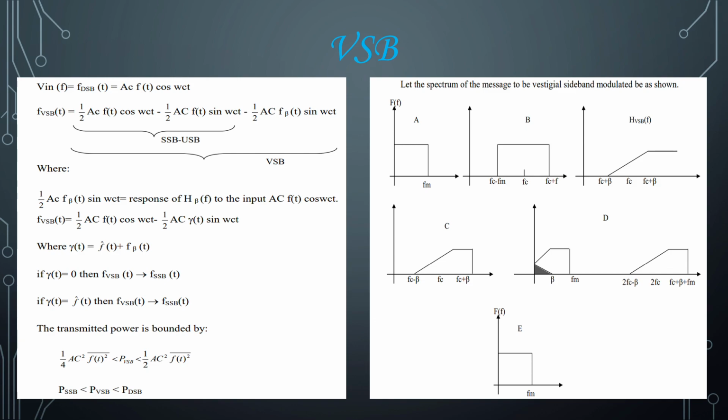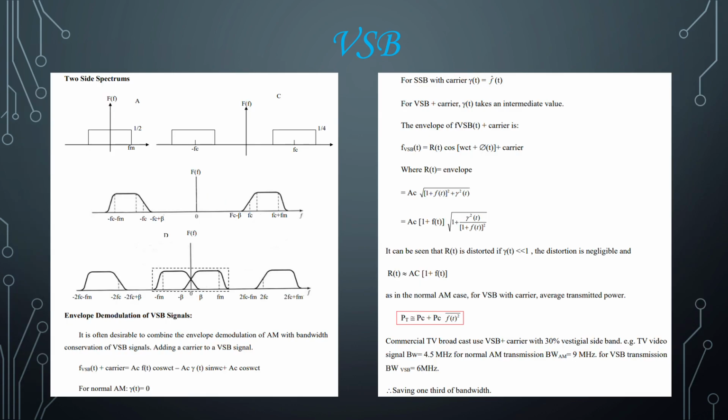And now the spectrum of the message of the vestigial sideband to be modulated is shown in the following graphs, which are A, B, H VSB of f, C, D and E respectively. This is also an example of a two-sided spectrum of a VSB.